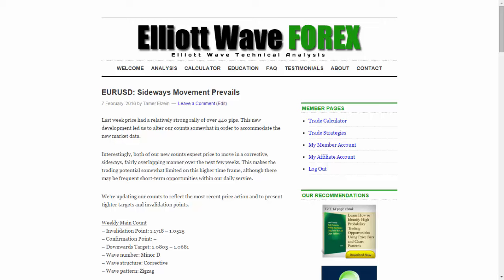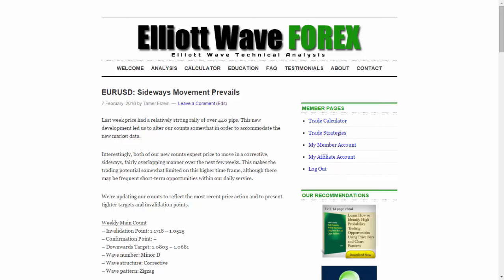Last week, price had a relatively strong rally of over 440 pips. This new development led us to alter our counts somewhat in order to accommodate the new market data. Interestingly, both of our new counts expect price to move in a corrective, sideways, fairly overlapping manner over the next few weeks. This makes the trading potential somewhat limited on this higher time frame, although there may be frequent short-term opportunities within our daily service. We're updating our counts to reflect the most recent price action and to present tighter targets and invalidation points.